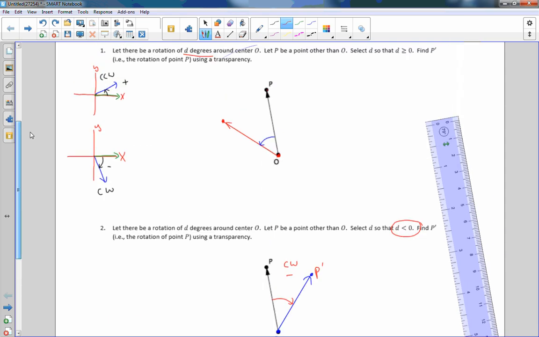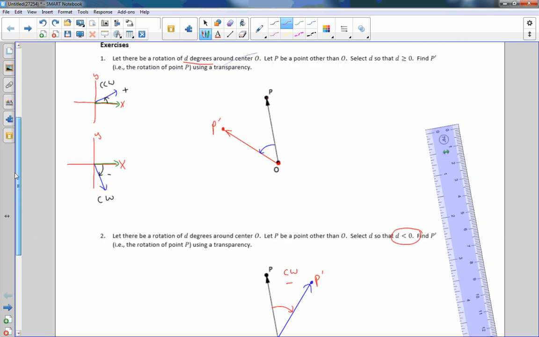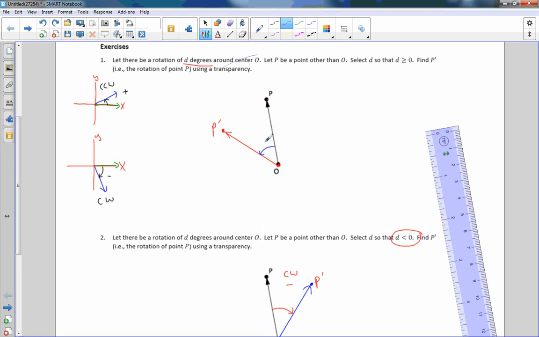Did I put that up here? No, I did not. This is P prime. Okay, so there's rotating clockwise, which is negative, and counterclockwise, which is positive rotation.